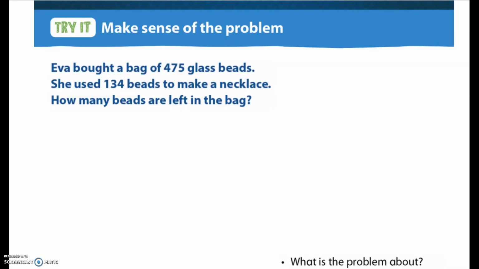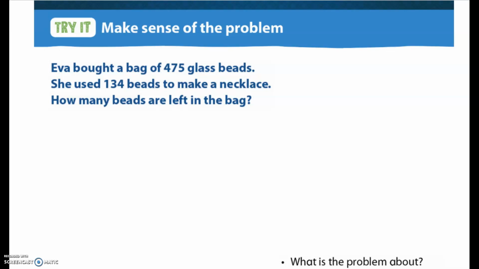So the problem that you should have tried in subtraction is this question about Eva and her glass beads. I'm going to read it to you. Follow along with me. Eva bought a bag of 475 glass beads. She used 134 beads to make a necklace. How many beads were left in the bag?